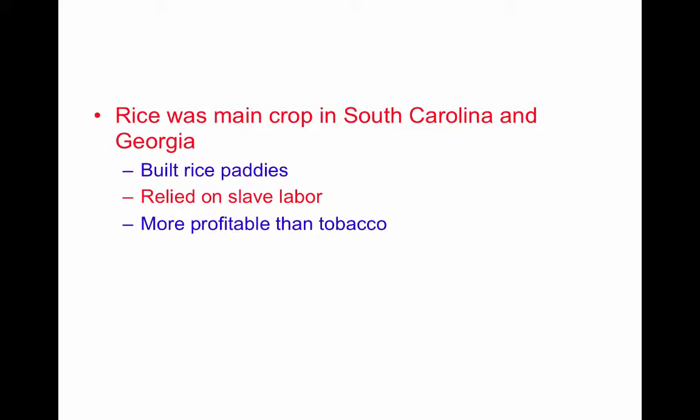Rice was the main crop in South Carolina and Georgia. They actually built rice paddies, and they found rice in these areas to be more profitable than tobacco. Unfortunately, again, because of the size of the land and the amount of crops, they had to rely heavily on slave labor.